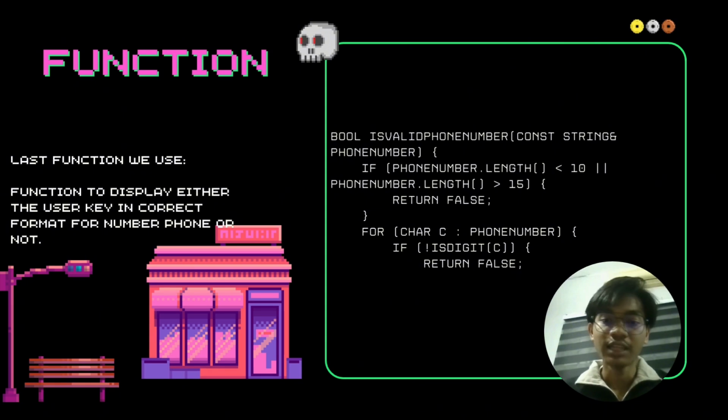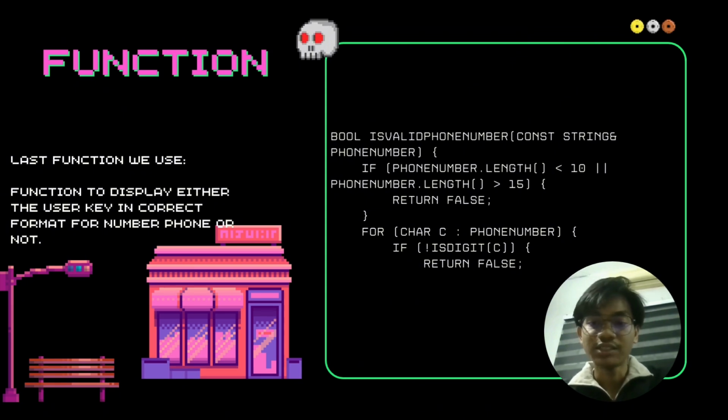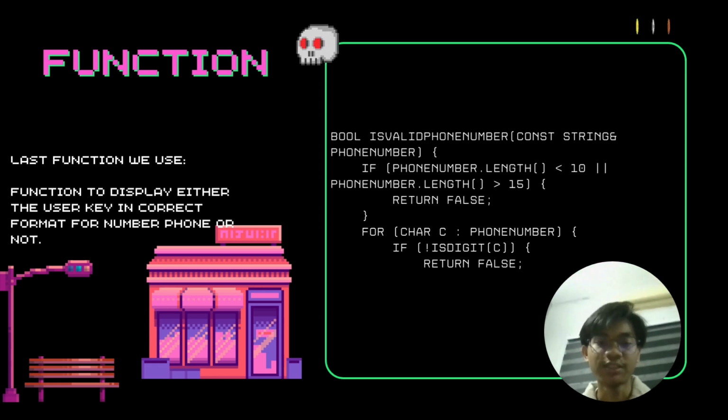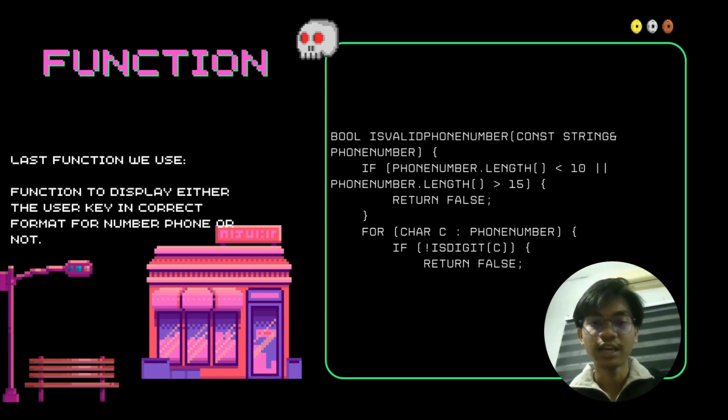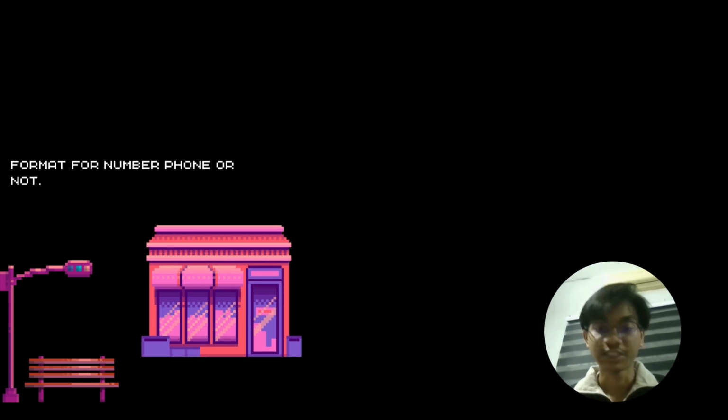And also, if the customer enters any character or any object, we will also ask the customer to enter their phone number again. I think that's all for the functions that we use in this coding. And all the functions will be used according to their places and their purposes.